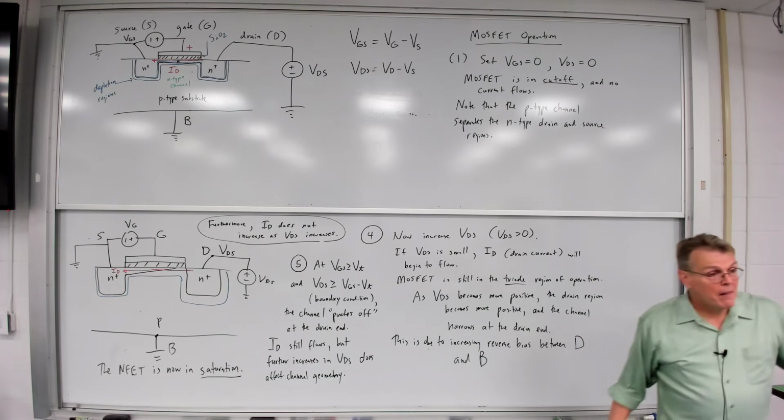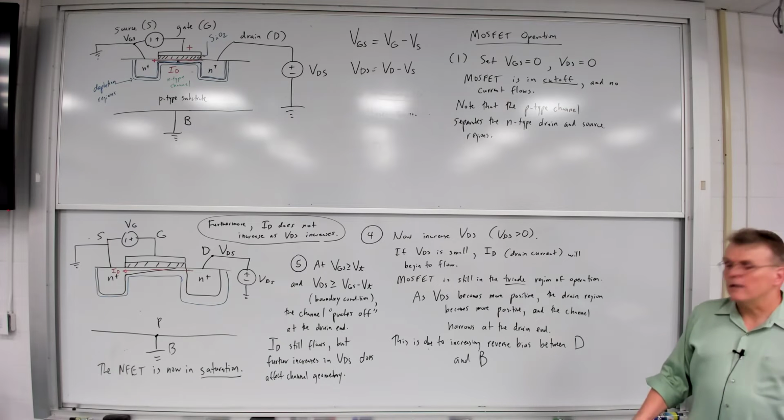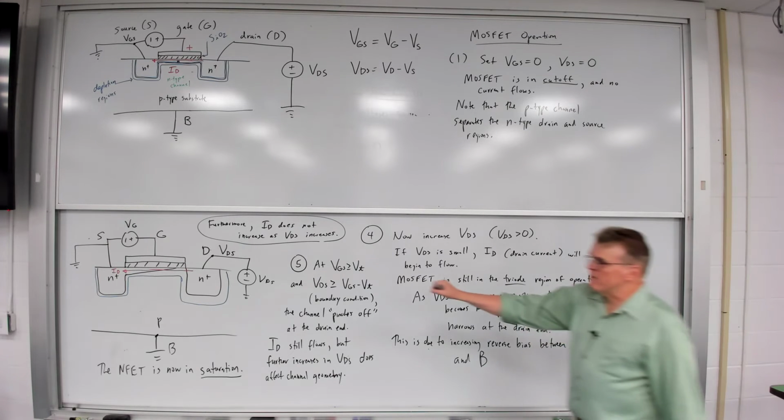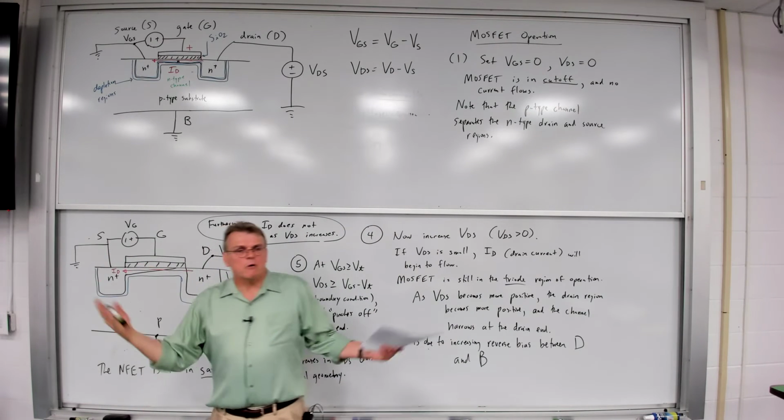Yeah? We've mostly been looking at doing things in order, but if you turned on VDS before you turned on VG, would it just eventually reach the same state? It will. It'll reach the same state. So in other words, if I made VDS positive first but kept the gate turned off, then no current's going to flow.